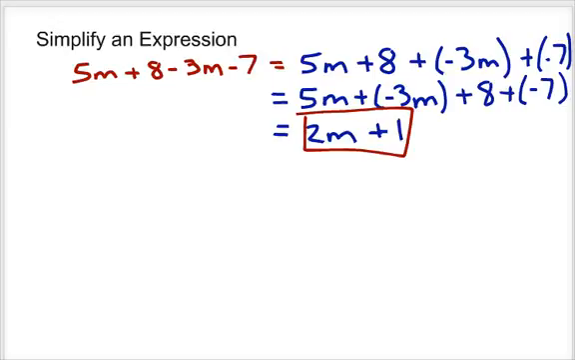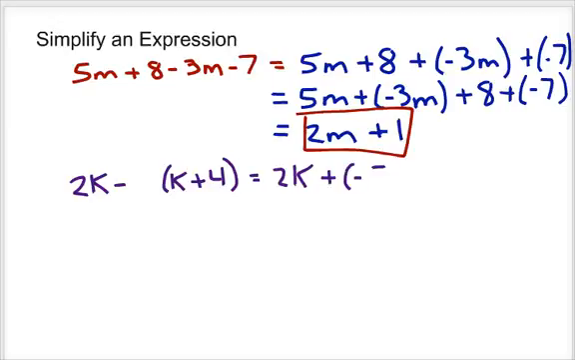Let's try a slightly harder one. 2k minus 5 times the quantity k plus 4. Okay, we're going to go ahead and start this off. Easiest way to start, again, is always to make everything into a sum, or into an addition problem. So 2k, I've got this minus 5, so I'm going to make it plus a negative 5 times the quantity k plus 4.